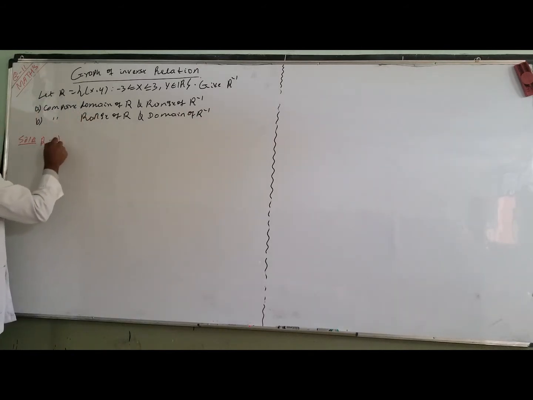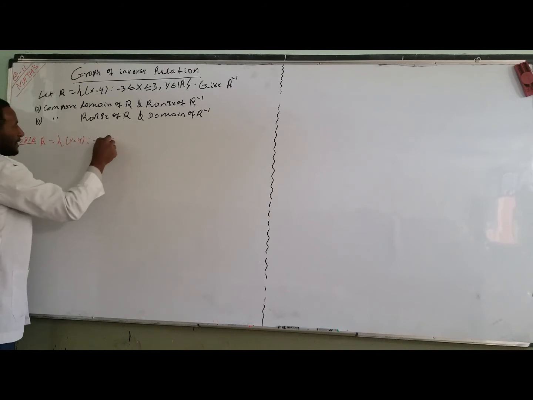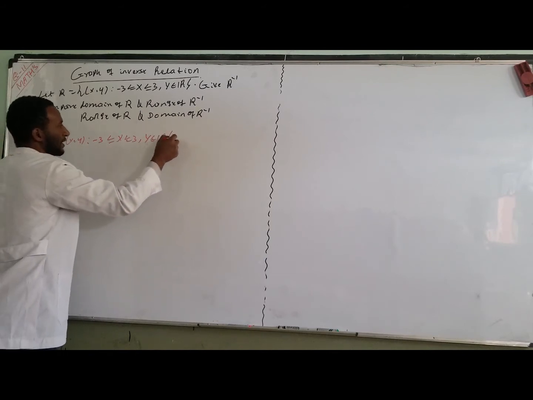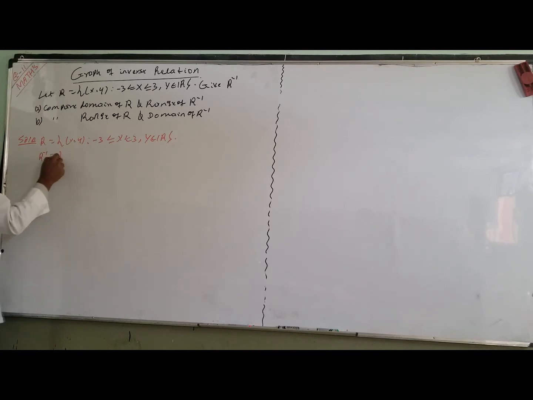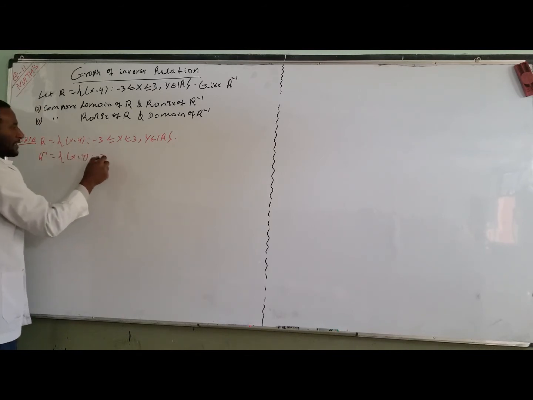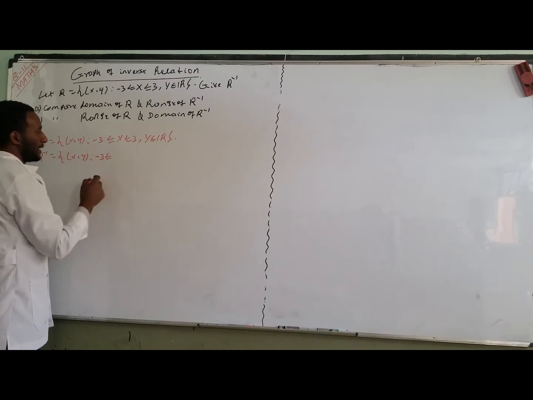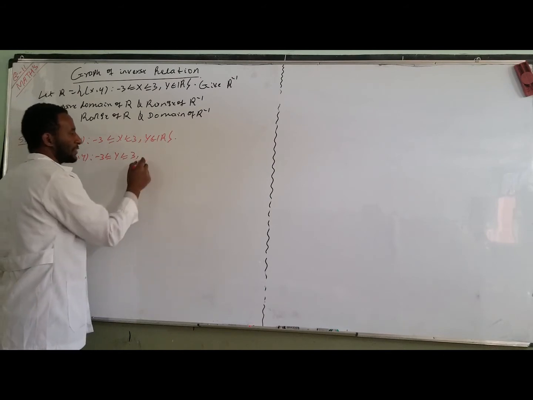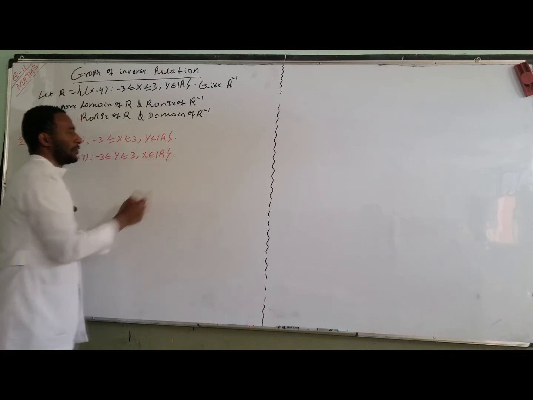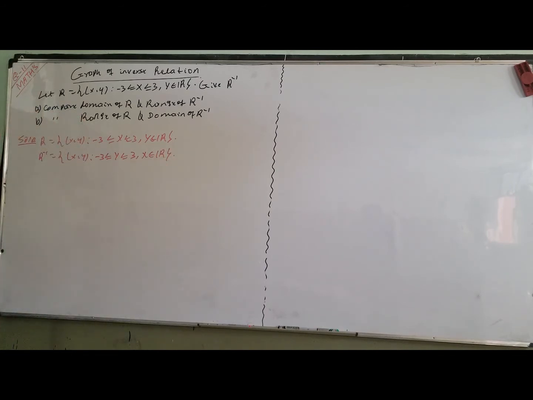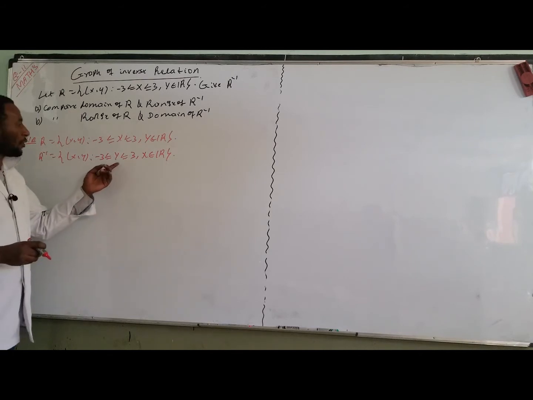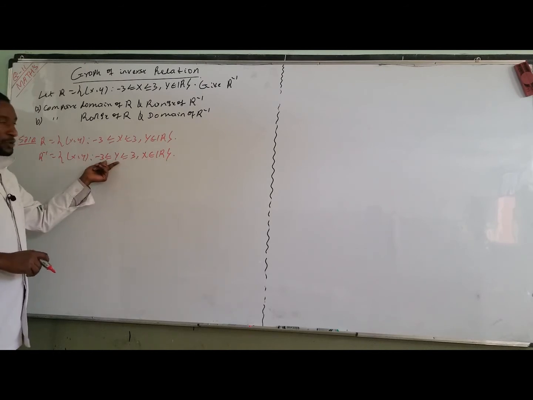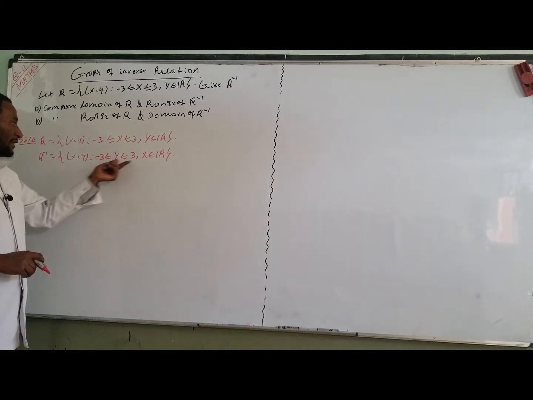R is given for us: {(x, y) such that minus 3 is less than or equal to x less than or equal to 3, and y is an element of all real numbers}. This is the given relation. When we find R inverse, we have to put y in the place of x, and x in the place of y: {(x, y) such that negative 3 is less than or equal to y less than or equal to 3, and x is an element of all real numbers}. Then we can say the domain of this R inverse is all real numbers, and the range is the possible values of y, that means negative 3 up to 3.